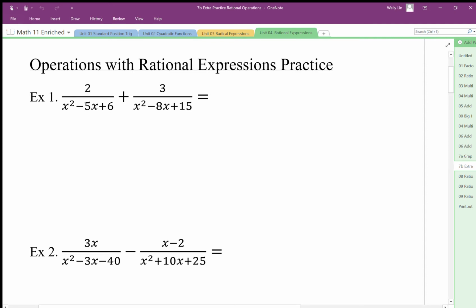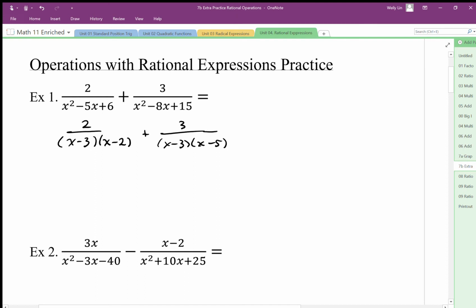So we want to always factor because we need to know the multiplying pieces of these rational expressions. The two numbers that multiply to positive 6 and add to negative 5 are going to be negative 3, negative 2. The two numbers that multiply to positive 15 and add to negative 8 are going to be negative 3, negative 5.